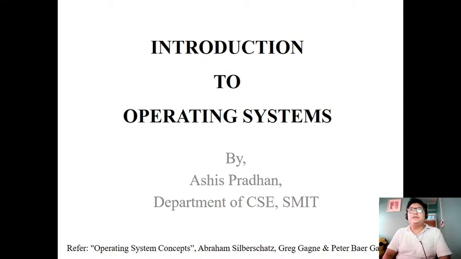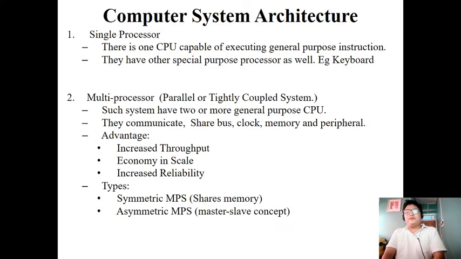Today we will be discussing different types of systems based on the architecture and the various kinds of services provided by the operating system to the user and to the system itself. We have seen in our previous session the evolution of the operating system, how it has evolved from batch OS to multitasking. Today we'll be discussing the different kinds of computer systems based on the computer architecture.